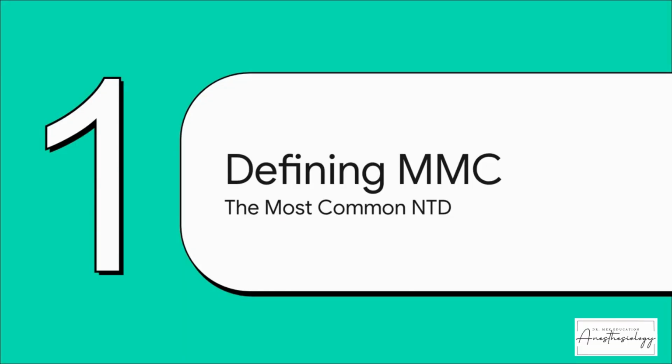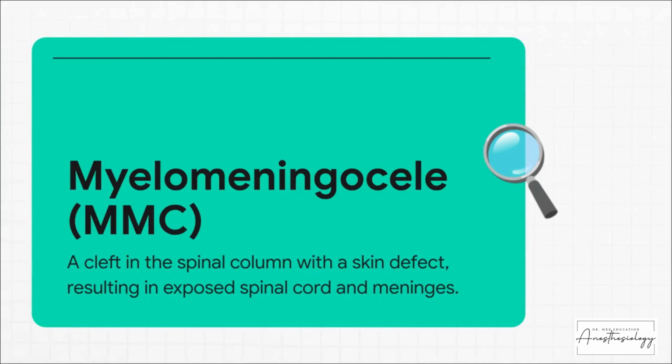What exactly is myelomeningocele? So MMC is actually the most common kind of neural tube defect. What you have is a cleft in the spine and a skin defect, which leaves the spinal cord and the meninges exposed. And these lesions, they're most often found in the lower lumbosacral region.